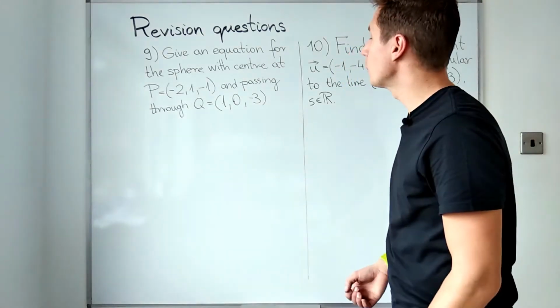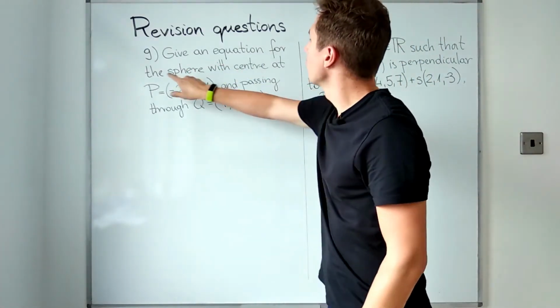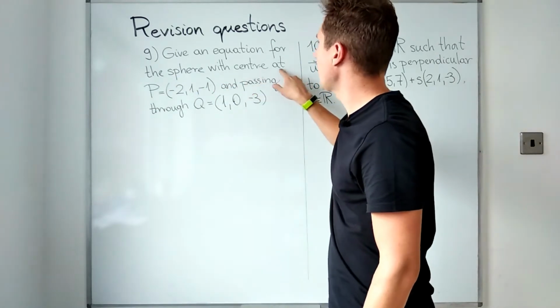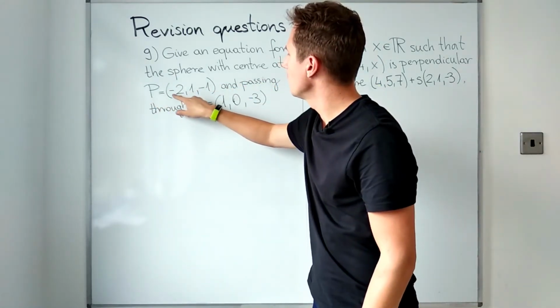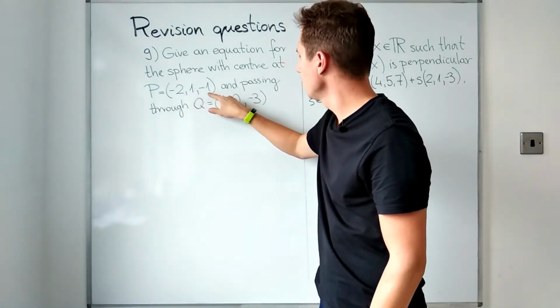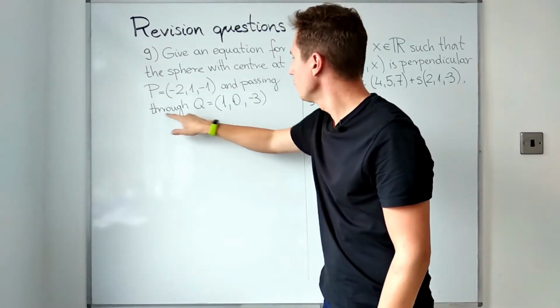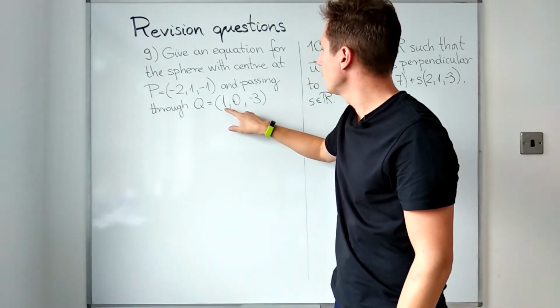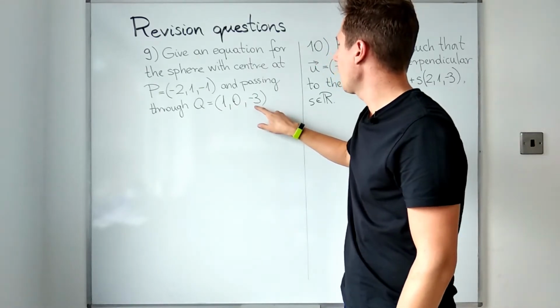Let's solve the following problem. Give an equation for the sphere with center at the point with coordinates -2, 1 and -1, and passing through the point Q with coordinates 1, 0 and -3.